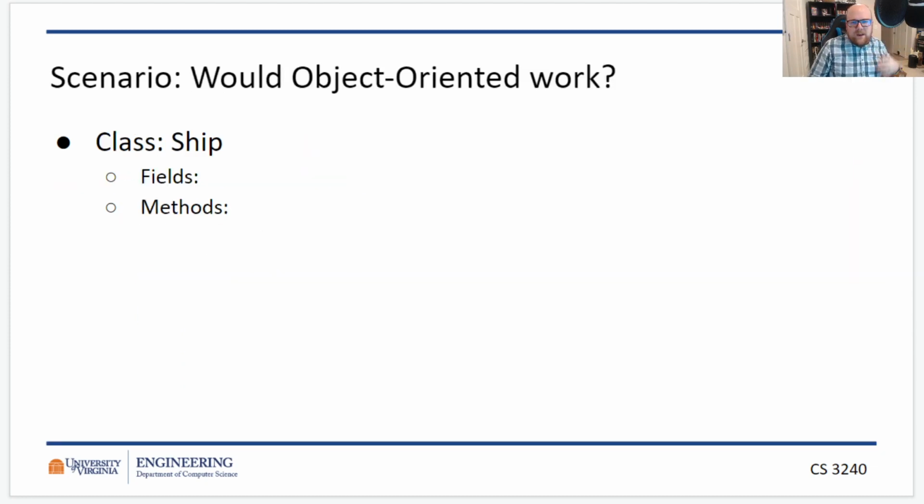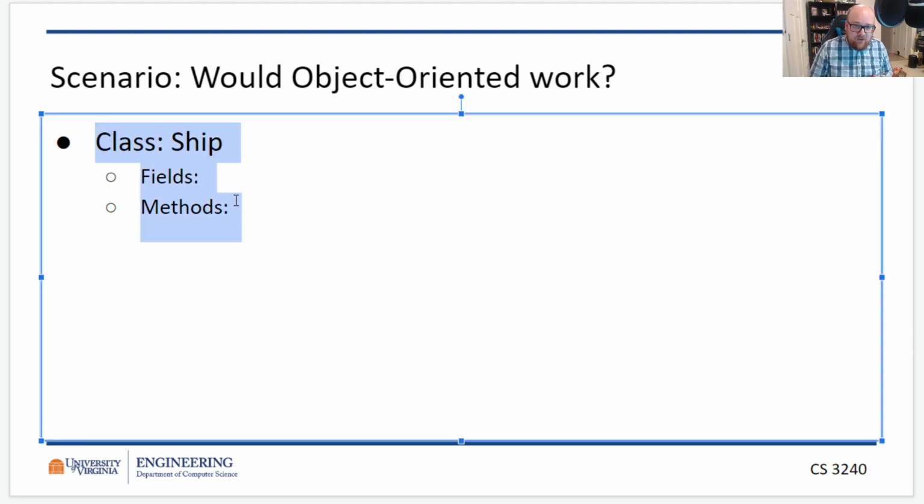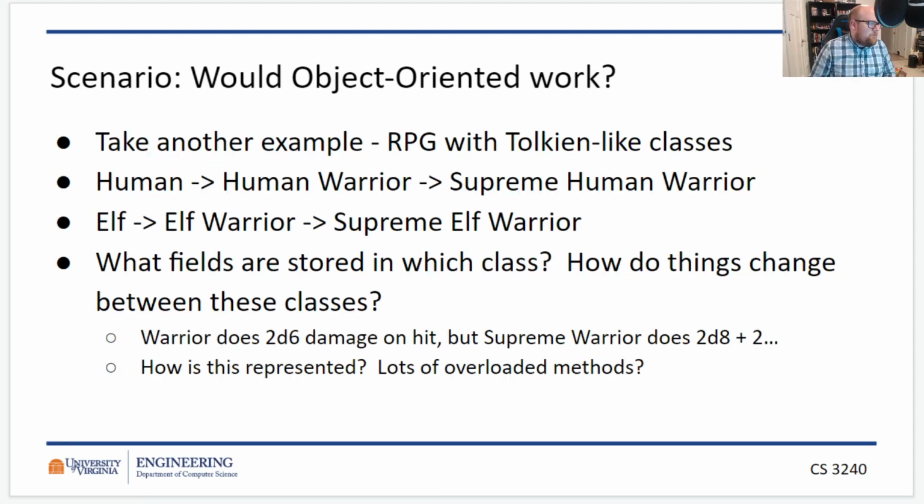Well, how would we define this in an object-oriented scenario? We could define class ship. What fields and methods would we need? Well, if you think about all the potential power-ups that we could have, or all the potential enemy ships, because remember, this class could define both the player ship and the enemy ships, there's a lot of potential modifications here.